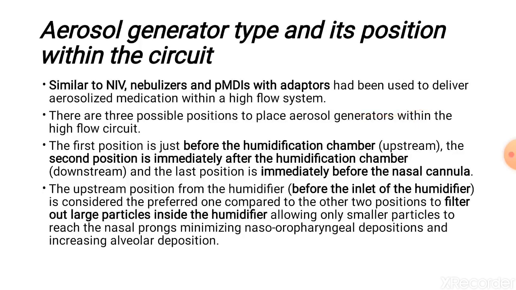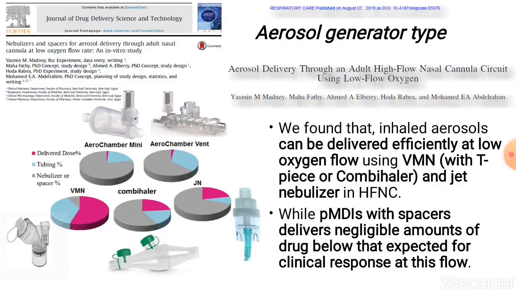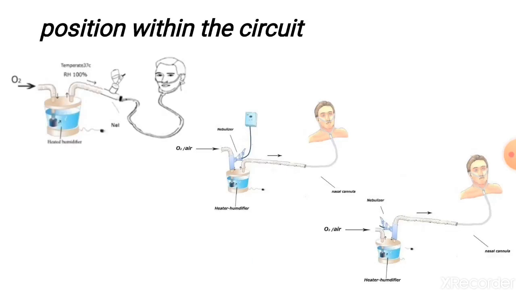Aerosol generator: you have two aerosol generators, metered dose inhaler with adapter and nebulizer. We tried all the metered dose inhalers and all the nebulizers, and we found out that the nebulizer is a much better delivery than the metered dose inhaler with spacer. The position is one of 3 positions: next to the cannula, before the humidifier, or after the humidifier. And before the humidifier was the best method because the humidifier filtered down the large aerosol particles. So this position in the middle is the best.